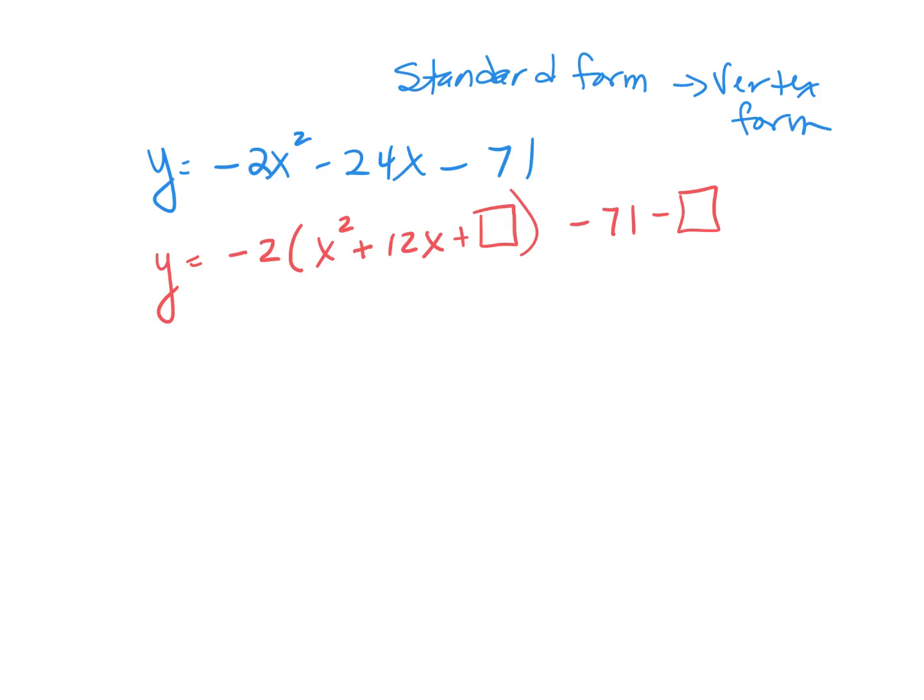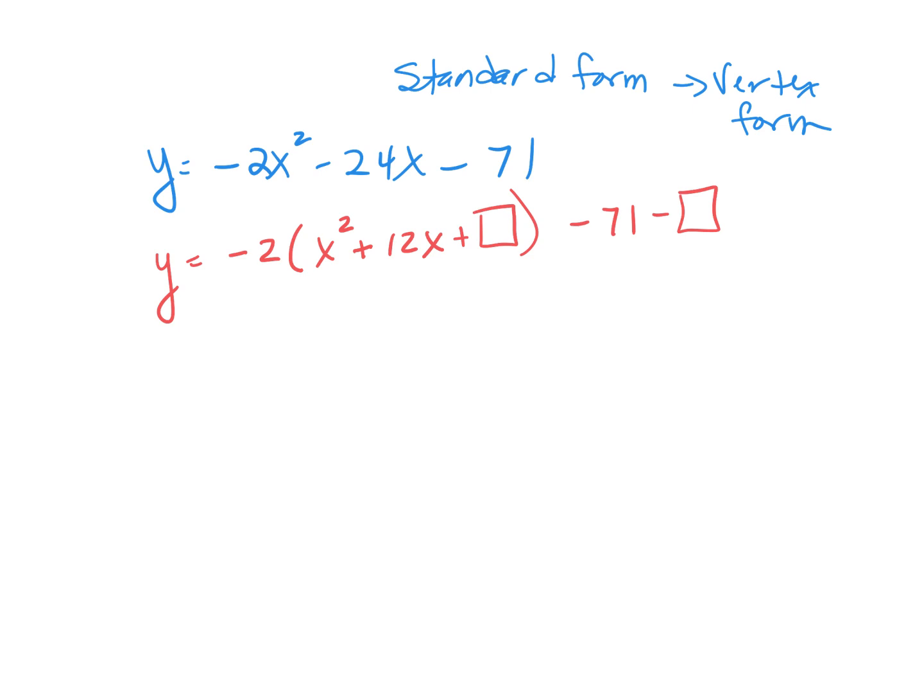So when you have a parabola that has an a value, and this one has an a of -2, the a is the number next to the squared term, you have to factor it out of the first two terms. You don't factor it out of the 71, just the first two terms. And then we're going to complete the square.